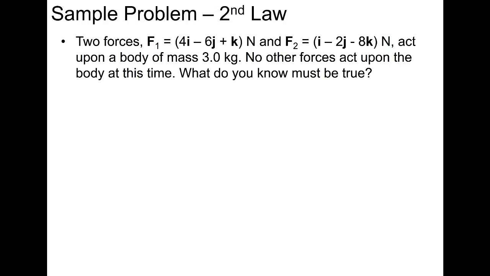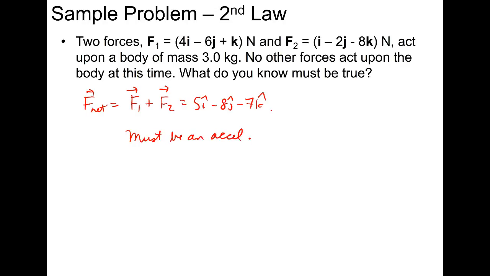So let's do an example problem for Newton's second law. Now we only have two forces, F1 and F2. No other forces act on the body, and so what do we know is true? Well, we saw earlier that the net force, namely F1 plus F2, is not 0, but as a matter of fact, the net force was equal to 5i hat minus 8j hat minus 7k hat. So what this tells us is that there must be an acceleration.